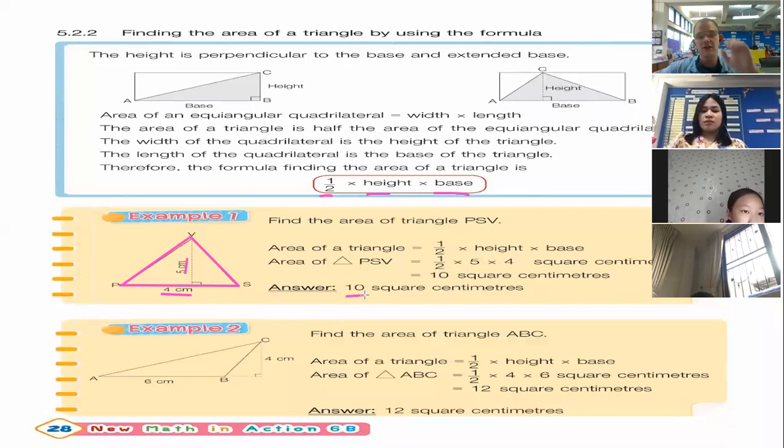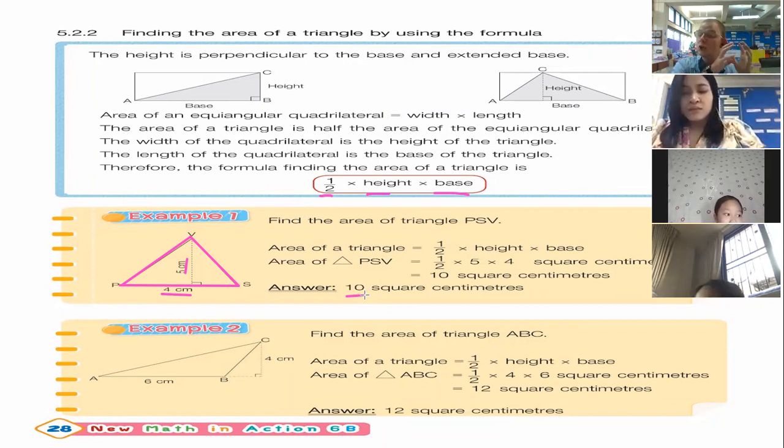You see that in the first example we did on the relationship between the equiangular quadrilaterals and triangles, we worked in units. But with the formula, we work in centimeters. Very important. If you don't write square centimeters, you only get half a point. If you don't write it, you don't get full marks. Okay. Let's look at the second one.